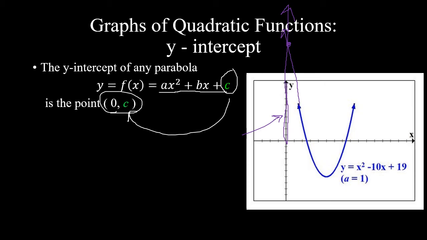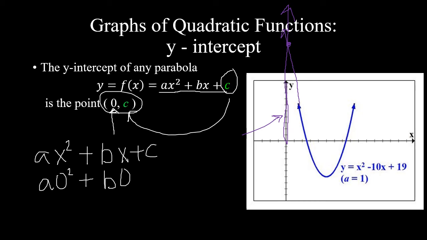All right, and that should make sense because remember, when we're looking for an intercept, we plug in 0 for the opposite variable. So if we're looking for the y-intercept, we're of course plugging in 0 for x, okay? And if we have the function ax squared plus bx plus c, and we plug in 0 for x, that means a times 0 squared plus b times 0, I'm just plugging in 0 everywhere I see x, plus c. Well, 0 squared is 0, and a times 0 is going to be 0, so that goes away. B times 0 is 0, that goes away, and you're just left with c. So the y-intercept is (0, c).